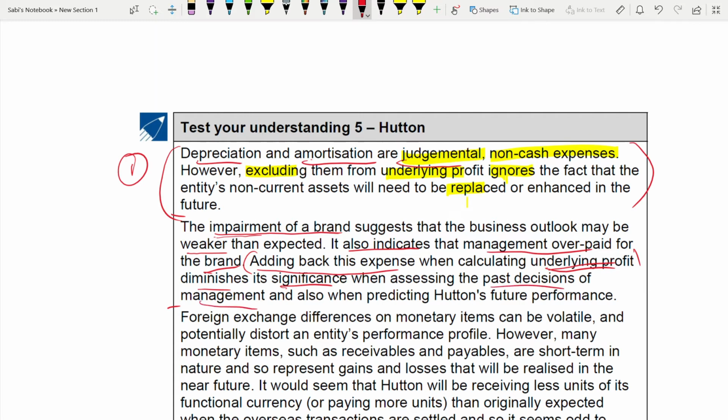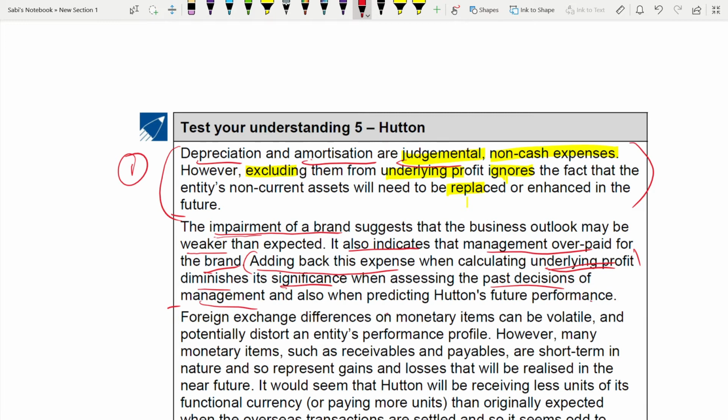See, if you add back the impairment of the brand, then looking at that underlying profit, you cannot know the past decision of the management, because that impairment of brand is not shown there now. But if you are not adding it back and showing it as an impairment of brand, then they will know, okay, management has overpaid for the brand. Someone looks at the figure and they will know, but now you're not. And also this will have an impact when you're predicting their future performance.